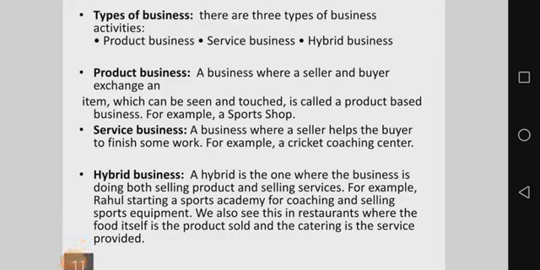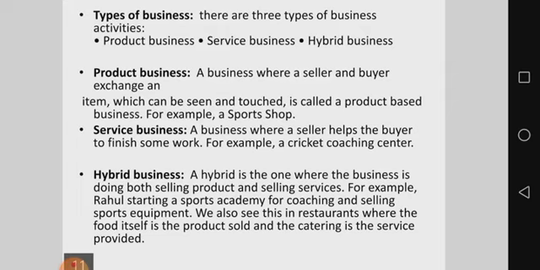Last week we discussed the characteristics of entrepreneurship and wage management and what are the major differences between the two. Today we'll discuss the types of businesses. What type of businesses can you own and do? There are three types of business activities. One is product based business, service based business and hybrid businesses.